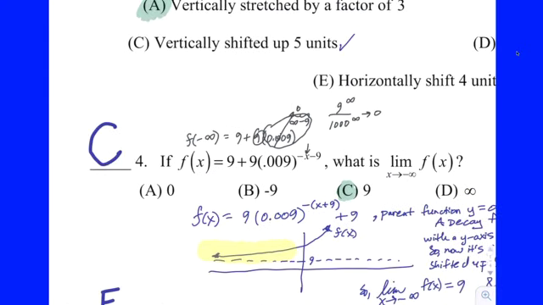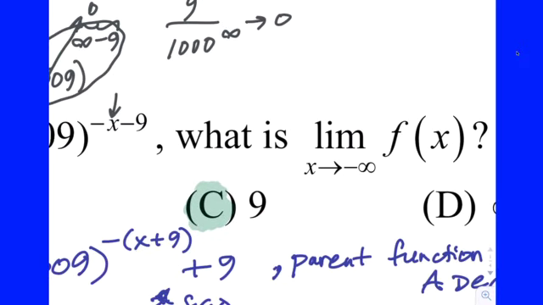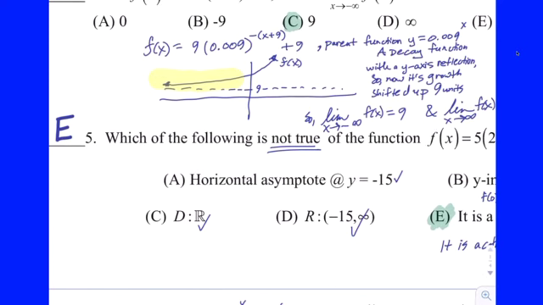All right. Any questions on number 4? Some people I know missed it just because they didn't see the negative underneath the limit. All right. Number 5.